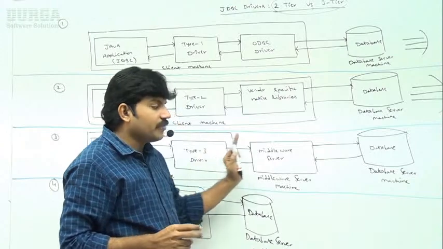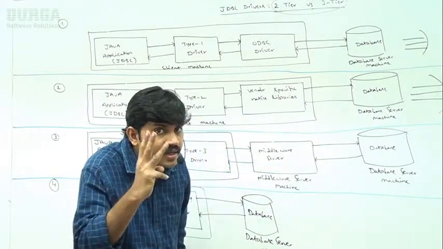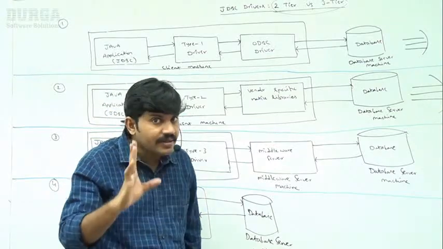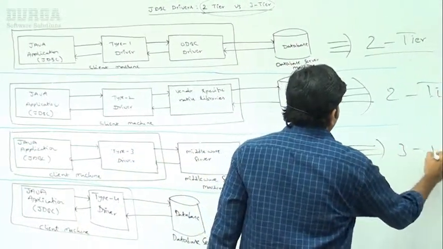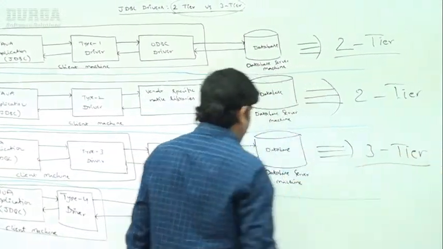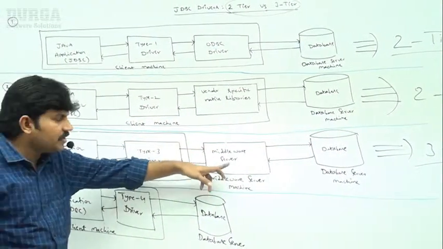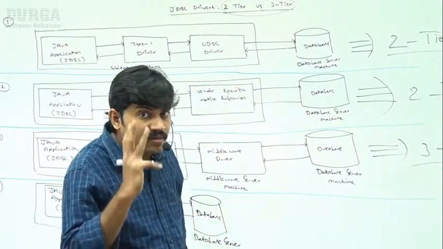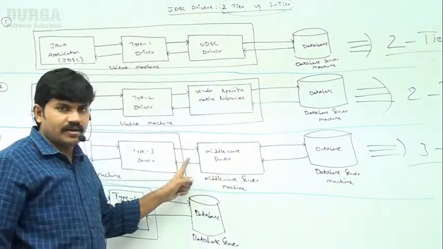Client tier, middleware server tier, database tier. How many tiers are there? Sir, 3 tiers. That's why the type 3 driver follows 3-tier architecture. Remember this one, okay? Type 3 driver follows 3-tier architecture, right? Okay, because client machine, middleware server machine, and after that what? Database server machine. Total how many levels are there, sir? 3 levels, 3 tiers are there. That's why 3-tier architecture.